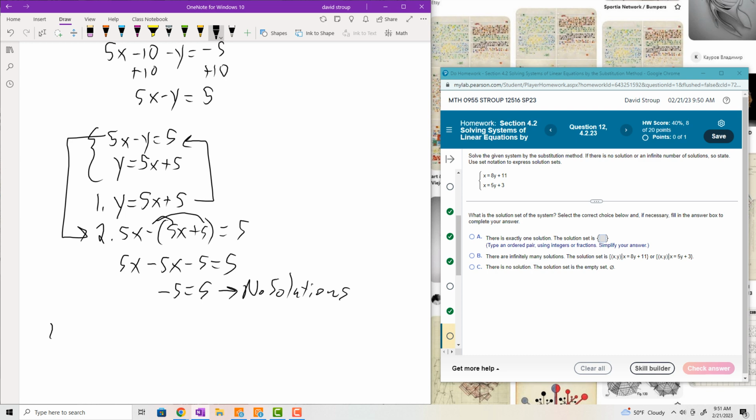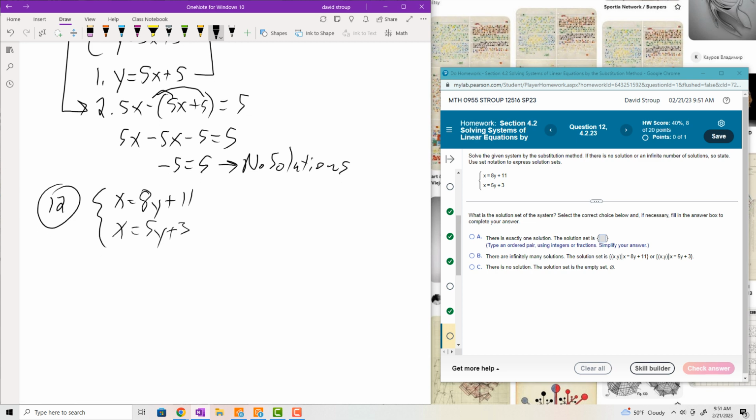Okay, problem 12. Both equations seem to be solved for a variable. So it's not a big deal. Just don't overthink this one. We have x equals 8y plus 11, and then x equals 5y plus 3. So I got two equations solved for x. I'm going to pick whichever one I want, 8y plus 11, and then I substitute it into the unused equation. What it looks like is basically you're setting the two equations equal to each other at the end of the day. So I'm replacing x with 8y plus 11, and then on the other side, you have 5y plus 3. And then just solve for y.